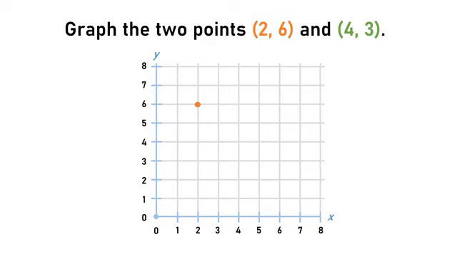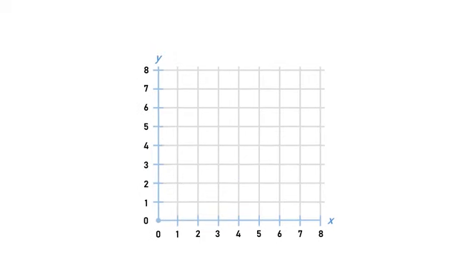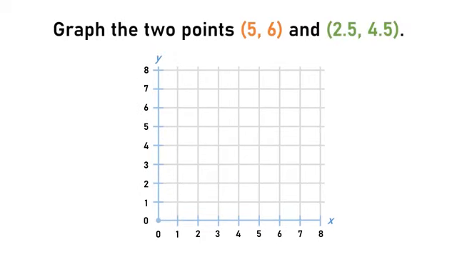Let's now graph our second point at 4 and 3. That means we need 4 on the x-axis and a 3 on the y-axis. Connecting the two coordinates together, we arrive at this point here. Okay, now moving on to our last example, can we graph these 2 points?